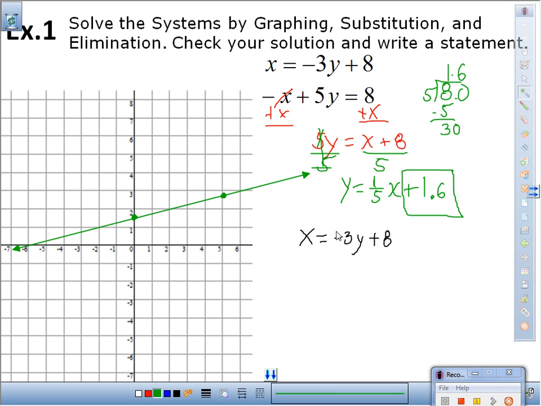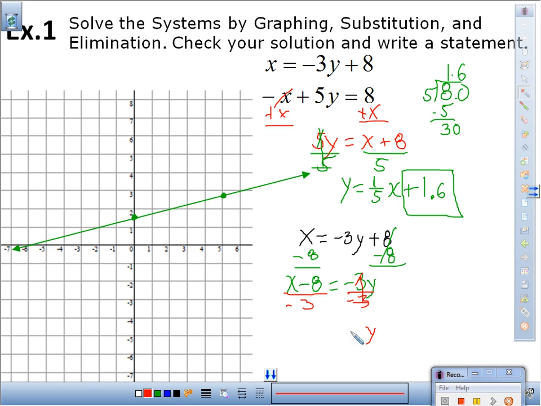So now, do I get rid of the y here, or do I get rid of the 8? 8. So I subtract 8 from each side. So we're left with x minus 8 equals negative 3y. What's my last step? Divide by negative 3. Divide by negative 3. Focus, please.